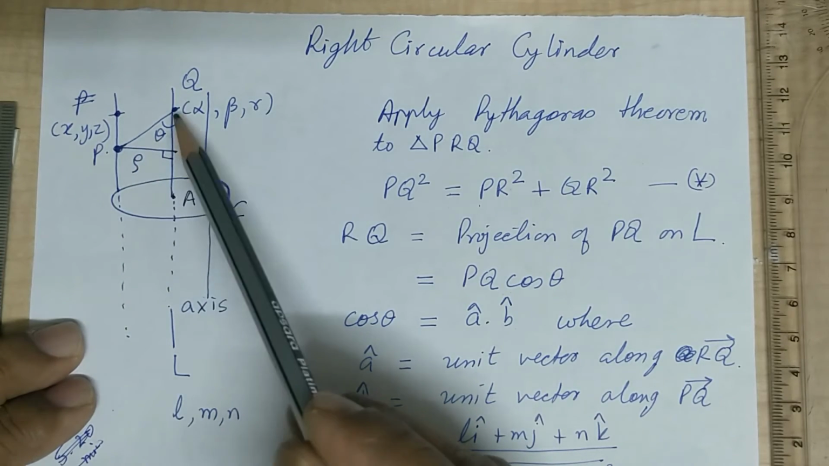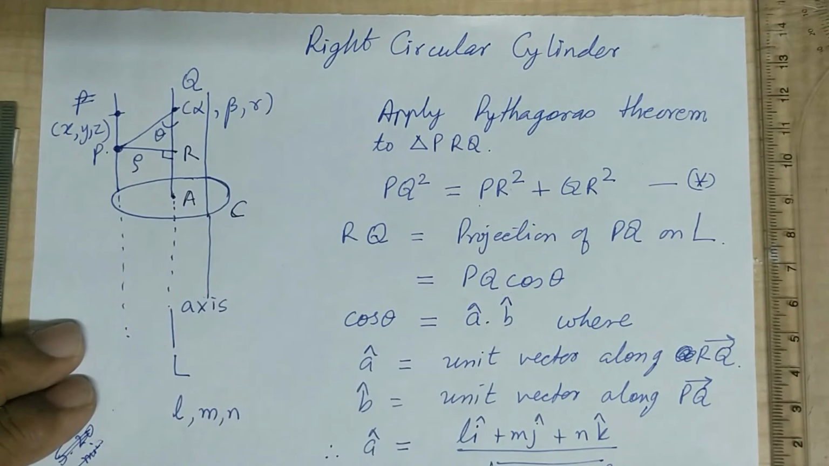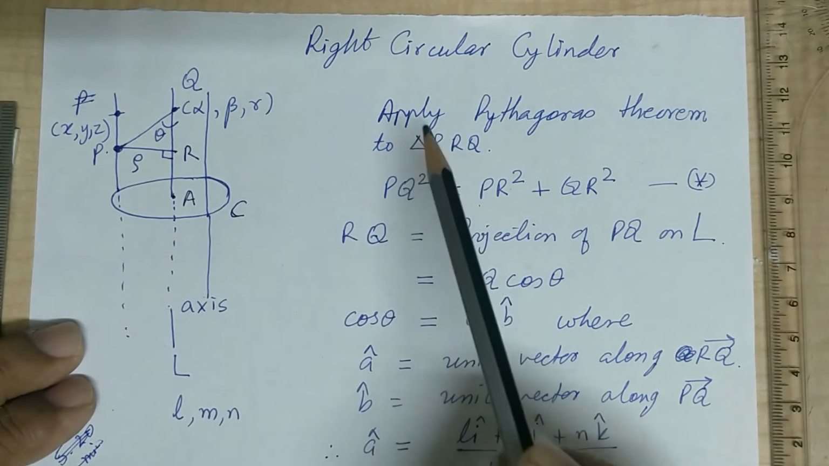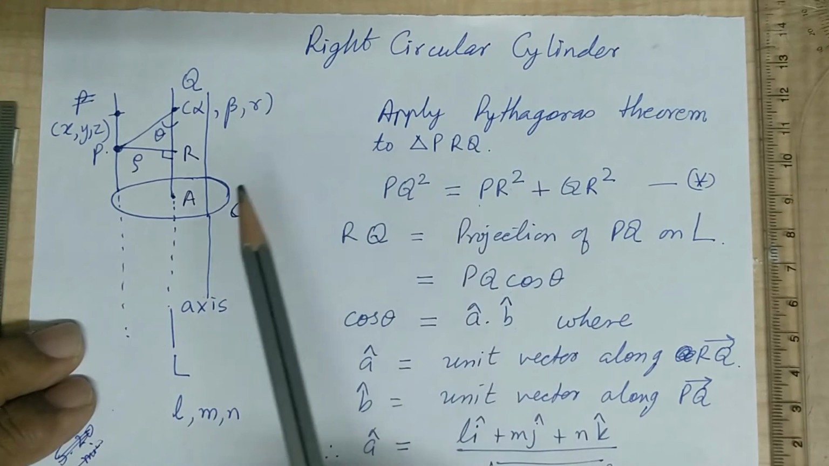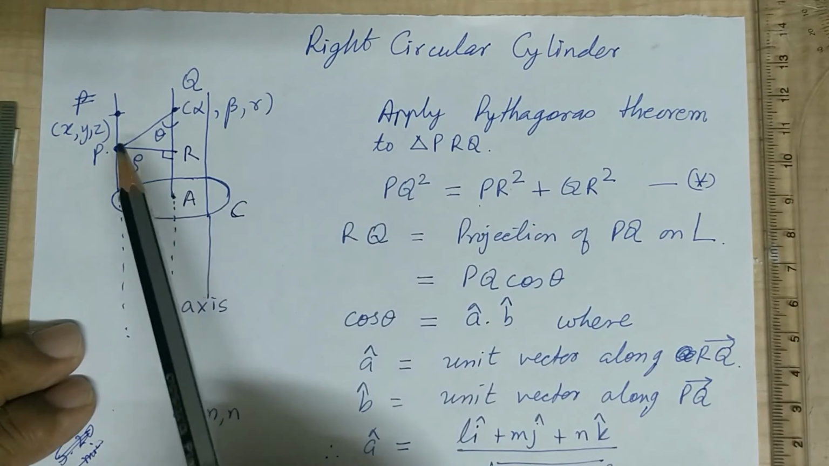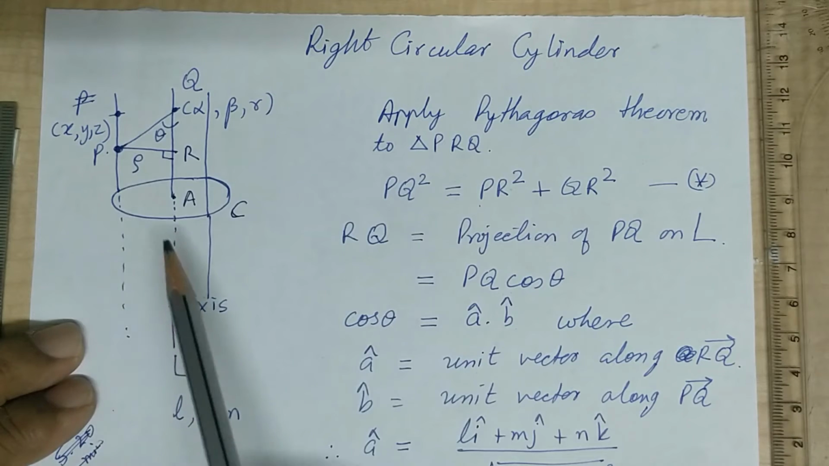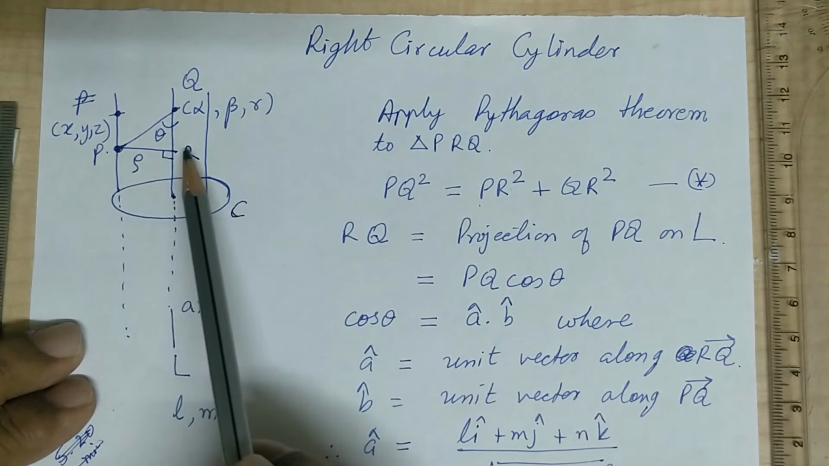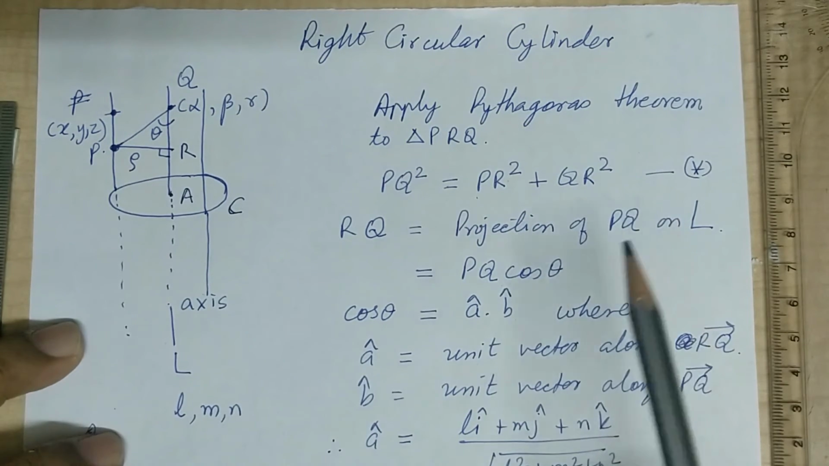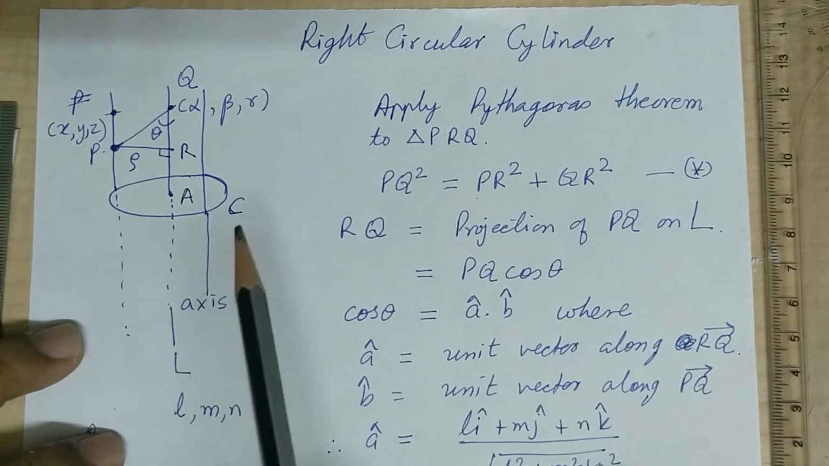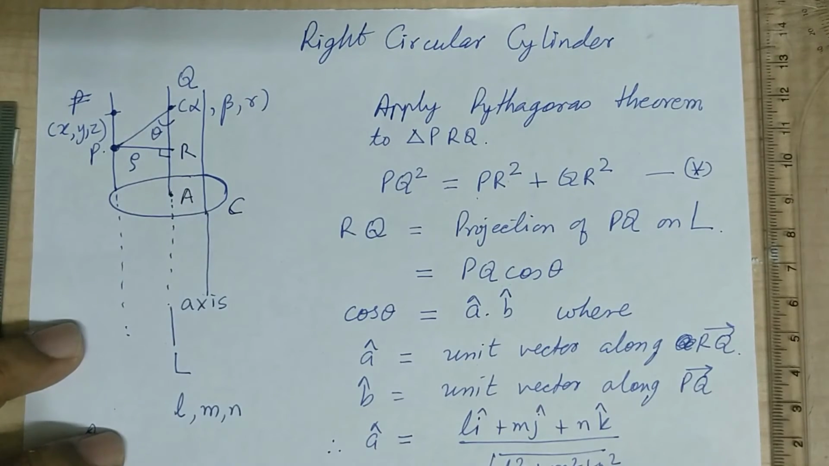So PRQ is a right angle triangle. I make a note of that and apply the Pythagoras theorem to this triangle. PQ square is therefore equal to PR square plus RQ square or QR square. RQ is the projection of PQ on the line L, and therefore RQ is PQ cos theta.